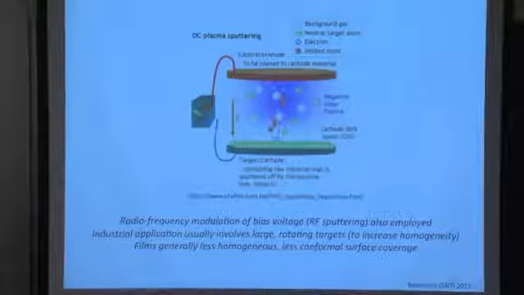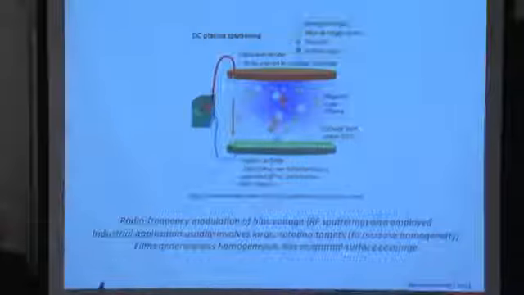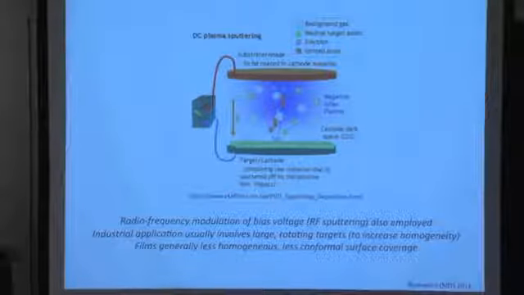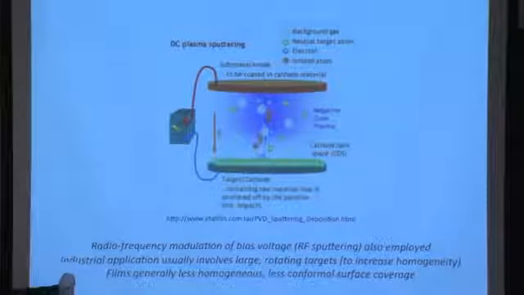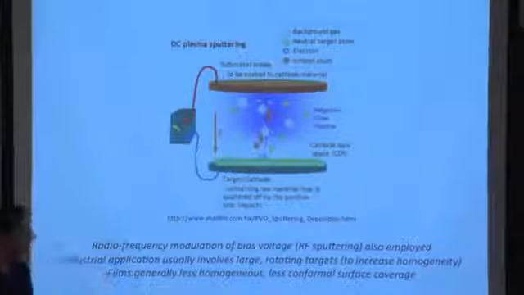The spatial uniformity of sputtering over large area depositions can be on the order of a few %. So the ability to control this process in terms of spatial uniformity is fairly good. You can also employ radio frequency modulations to the bias voltage. That's called RF sputtering, for radio frequency. Industrial applications usually involve large rotating targets.